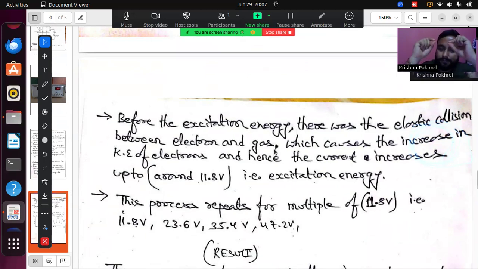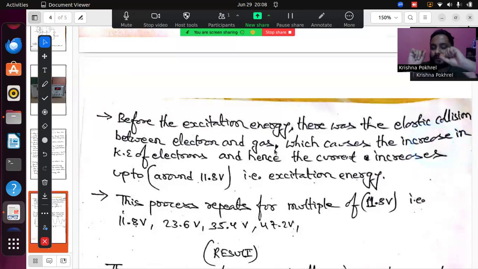There was the elastic collision between electron and gas, so there is no loss of energy. Electron does not lose any energy. There is an elastic collision which causes the increase in kinetic energy of electron, and hence the current increases. That is, up to 11.8 volt the current increases, and after 11.8 volt there is inelastic collision, and the current starts decreasing. The energy of that electron goes for the excitation of that gas to a higher energy state.